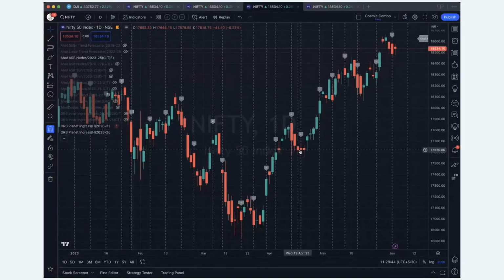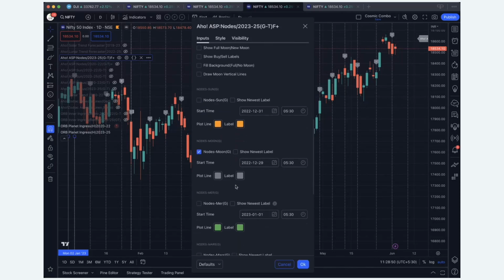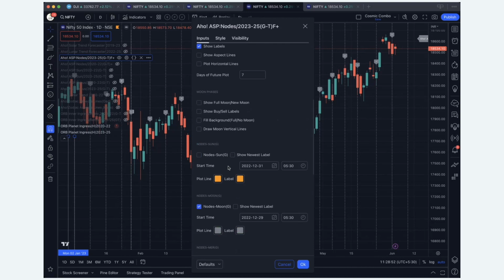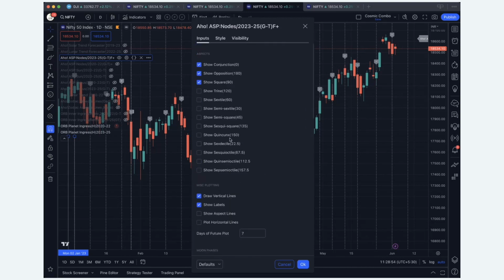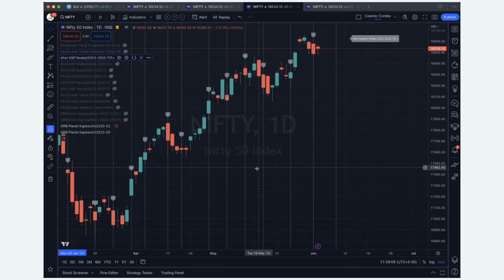In this indicator, I've taken in the nodes, the moon nodes, the nodes of the moon. I've taken three points basically: the conjunction, that is when the node is with the moon, the opposition, when the moon is opposite this particular node, and then the midpoint, the square of it. Now when I put it on the chart, we get something very interesting. We almost get the tops and bottoms.